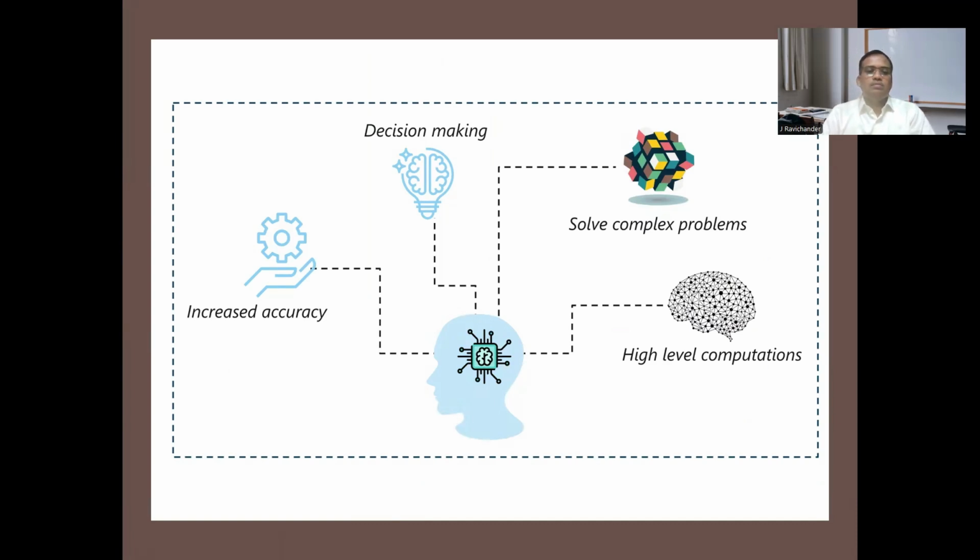Here, coming to the cognition model, which involves decision making as well as solving complex problems, increasing accuracy, as well as high level computation. These are involved in cognitive science.